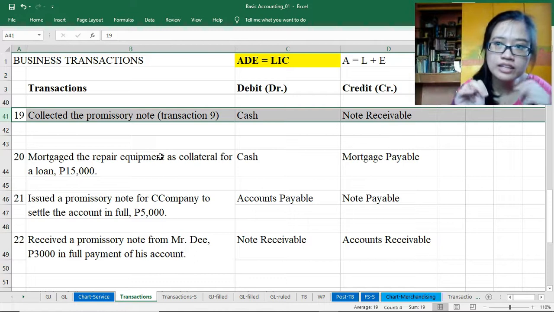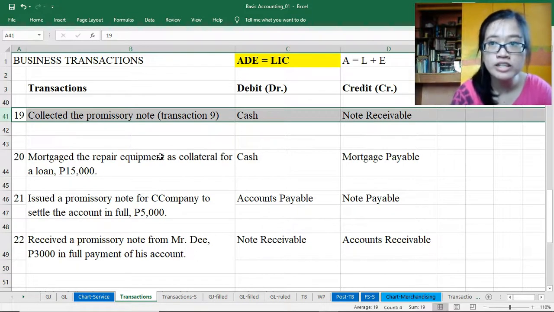Ayan. Number 19, collected the promissory note, transaction number 9. So, again, collected. Ibig sabihin, natanggap na natin siya in the form of cash. Okay? So, affected accounts, asset, in the form of cash, natanggap natin siya. So, yun yung ating pinakang debit. Tapos, promissory note, may naka-record na tayo earlier na note receivable. Since natanggap na natin siya ngayon, babawas na natin yung note receivable. Natanggap na natin eh. Ang credit account natin would be note receivable. Nabawasan na yung note receivable kasi natanggap na natin, naging cash na siya. Okay?